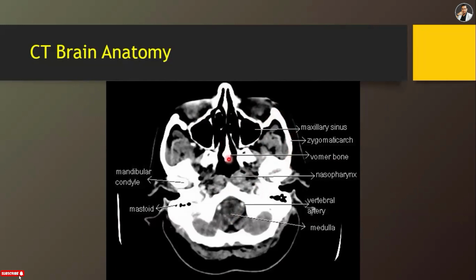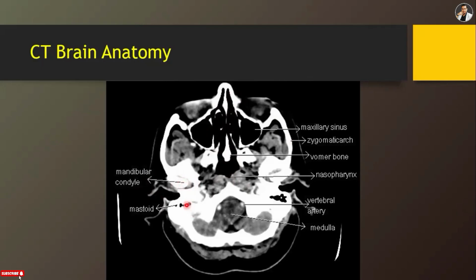And this is the bone located in the middle of the nose. And behind it is the nasopharynx. And this is the mandibular condyle. We know that this is the temporomandibular joint. So, the groove of the temporal bone is where the mandibular condyle sits.